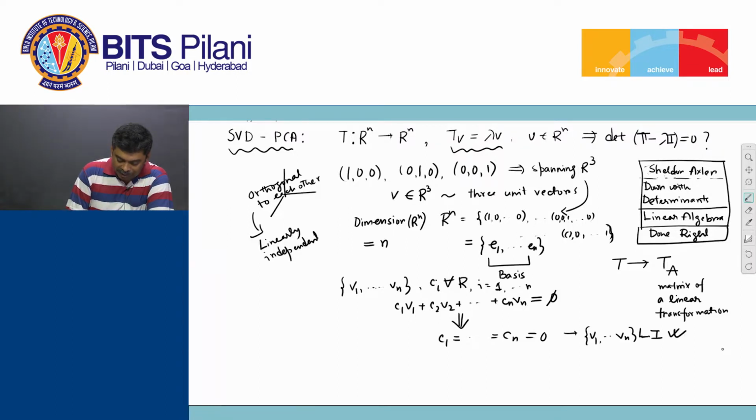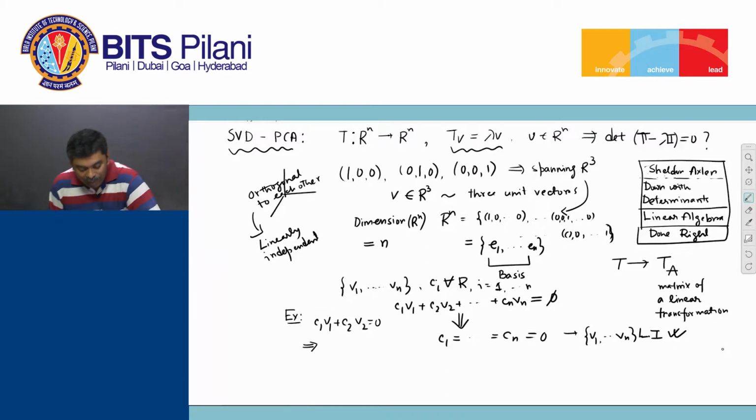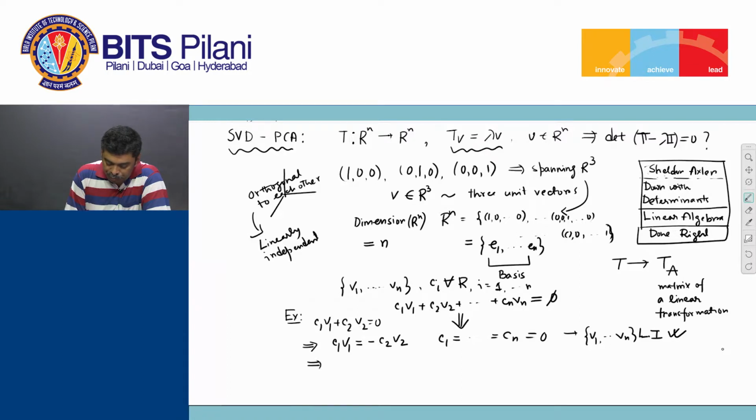I'll take a simple case, right? I mean, just take an example. So let's take c1 v1 plus c2 v2 equal to 0. Okay. So what happens is, let's say that c1 and c2, I mean, because according to my definition of linear independence, the c1 and c2 both have to be identically 0 so that v1 and v2 are linearly independent, right? But let's say that's not the case, right? So that means I am able to do this, okay? And then I am also able to do this.